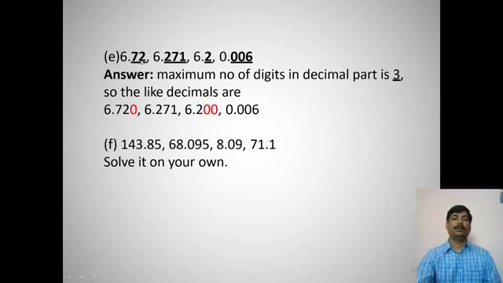We will make the 3 digits in this decimal number by adding 0. We will make 3 digits in this decimal number, already written. We will make the 3 digits by writing 2 zeros. We will make 3 digits, already written here. So in this way, now in the decimal parts all the numbers have 3 digits. In this way they are now like decimals.